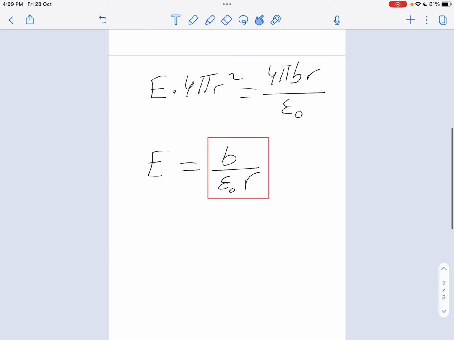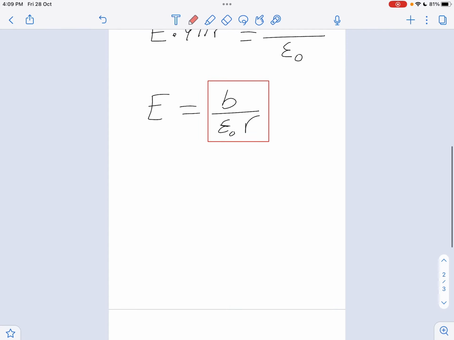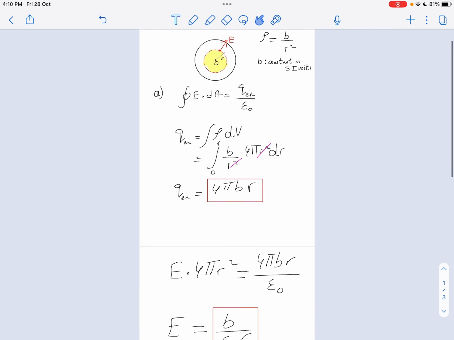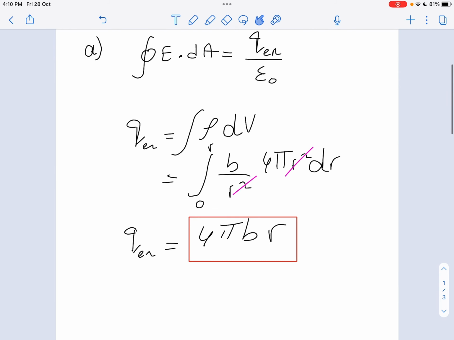Outside the non-conducting sphere, again, the sphere behaves as a point charge, so that's E inside. E outside, since the sphere behaves as a point charge, is going to be kq over r squared, or if you want, it will be Q total over 4 pi epsilon 0 r squared. So let's find Q total. To find the Q total, we simply use the same equation for Q enclosed.